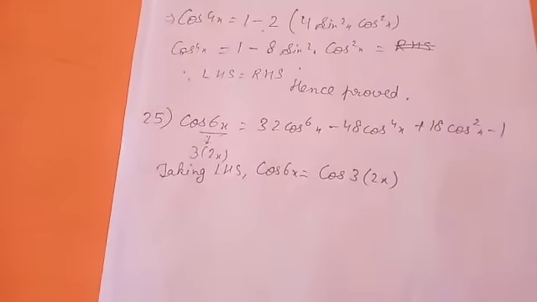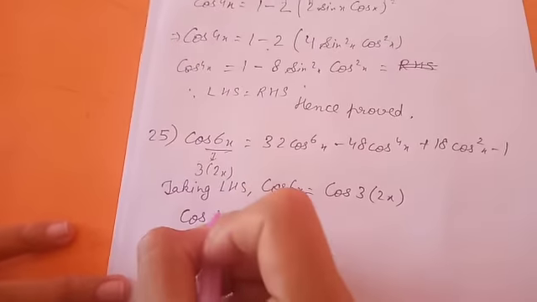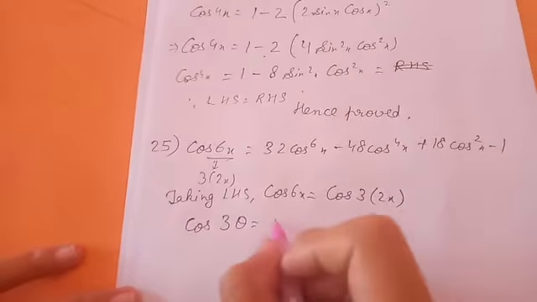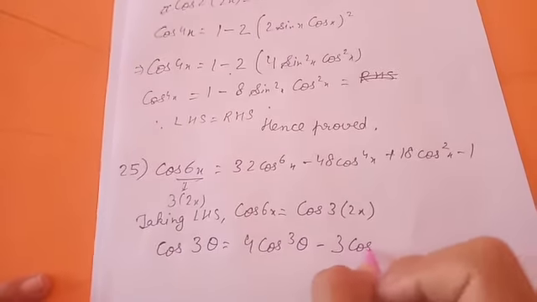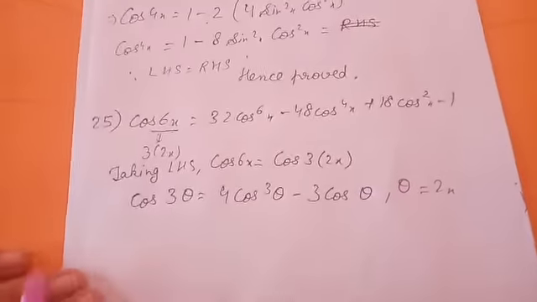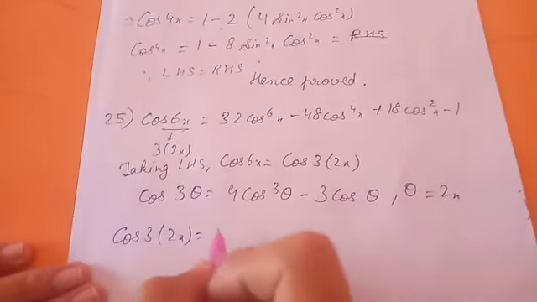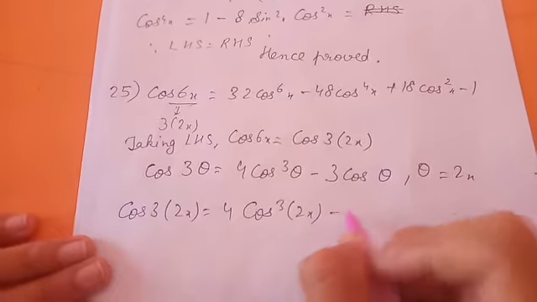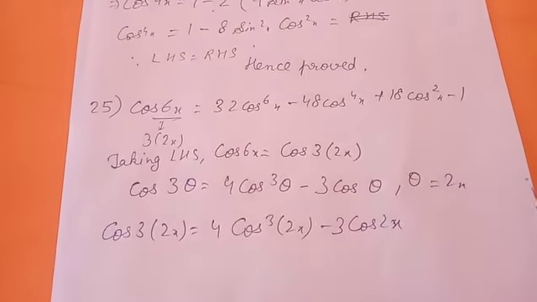Now in this we will use the formula of cos 3 theta. Cos 3 theta is equal to what? It is equal to 4 cos cube theta minus 3 cos theta, and here theta is equal to 2x. So we will write cos 3 into 2x is equal to 4 times cos cube of 2x minus 3 cos 2x.